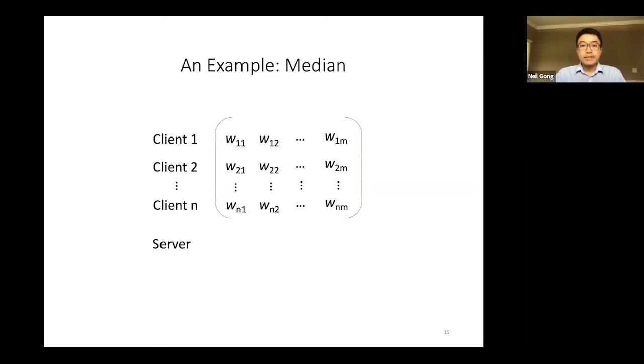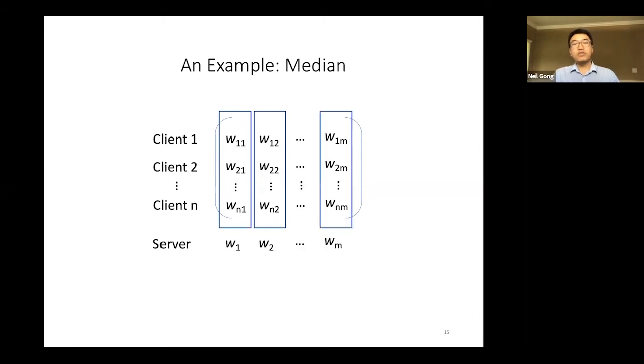Specifically, the server calculates the median of the first parameters of the n local models as the first parameter of the global model. The server calculates the median of the second parameters of the n local models as the second parameter of the global model. And the server repeats this operation to calculate the n parameters of the global model.